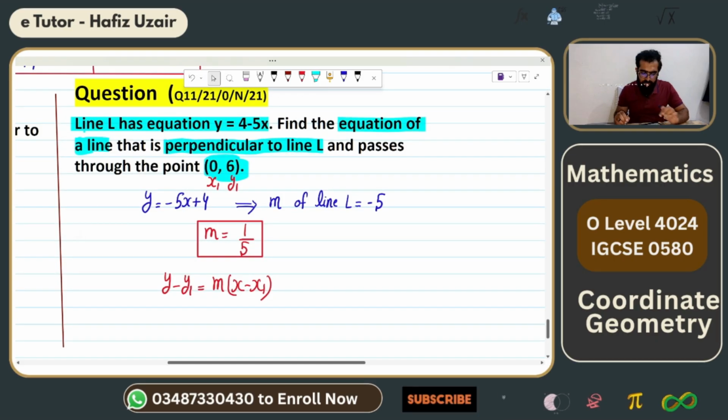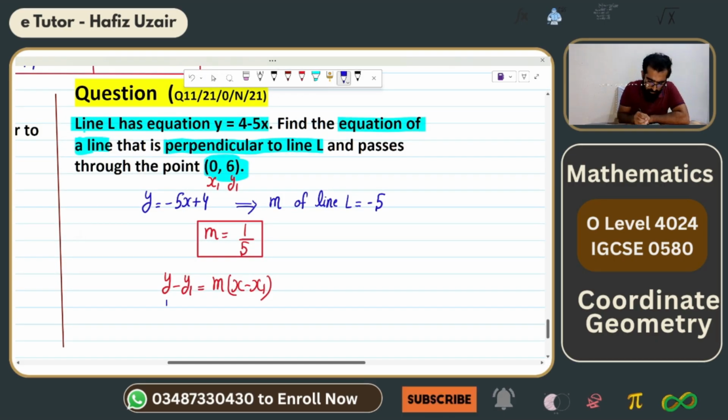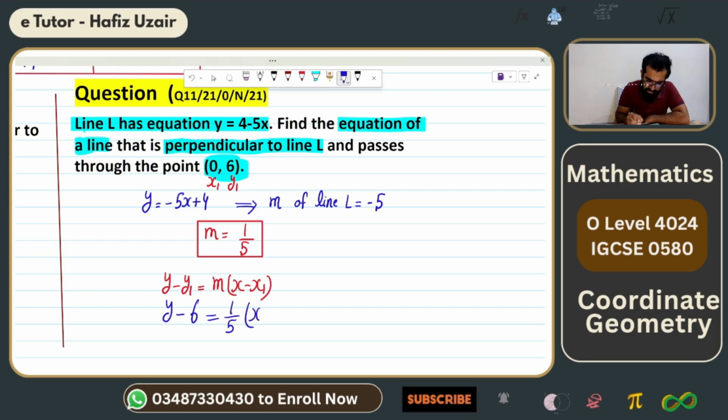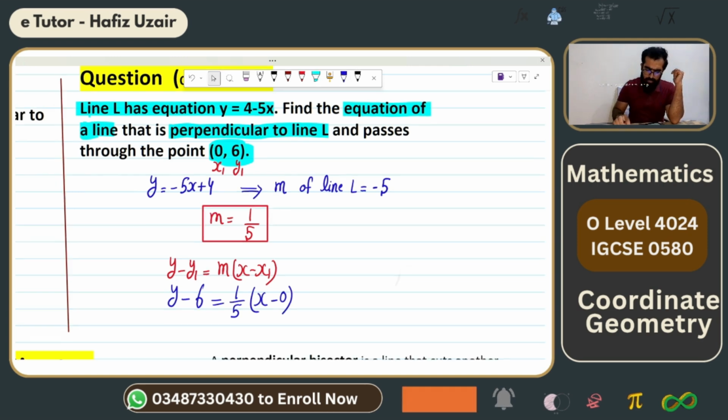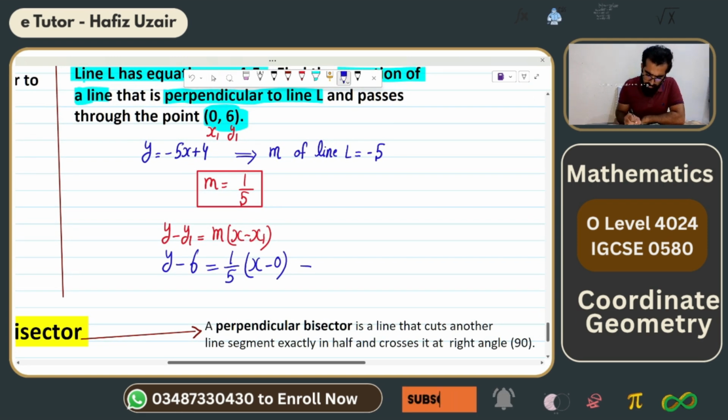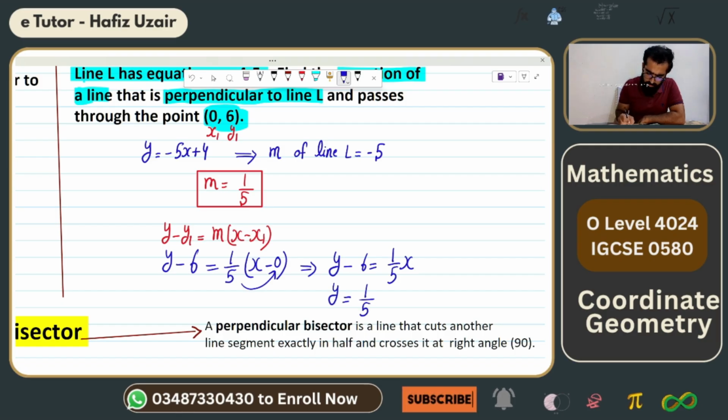Now you have the value of y1 as 6 and the value of m as 1 over 5, and you write x as it is, and the value of x1 is 0. Now you can simply expand the bracket. So y minus 6 equals 1 by 5 x, and 1 by 5 times 0 is 0. Simply shift 6 to the other side, so y will be equal to 1 over 5 x plus 6. So this is the equation of the line.